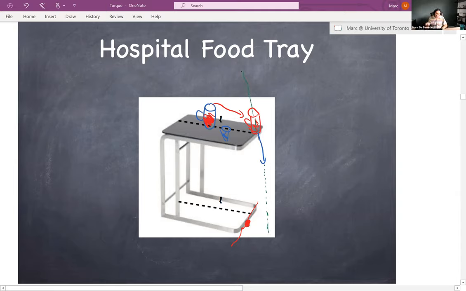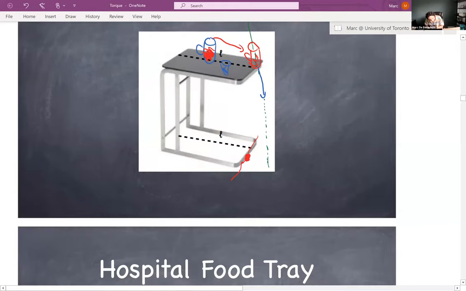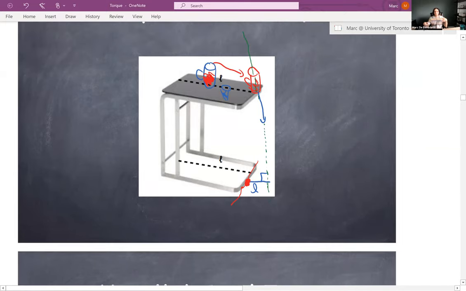So extend the line of action of that force and then connect. What color should I do? Maybe blue. And then connect the pivot point to the line of action such that they meet at a 90 degree angle. So there's my lever arm. The mere fact that the hospital tray tipped over tells me that there was a non-zero lever arm, which means the base was actually smaller than the top. Now, back to the story.